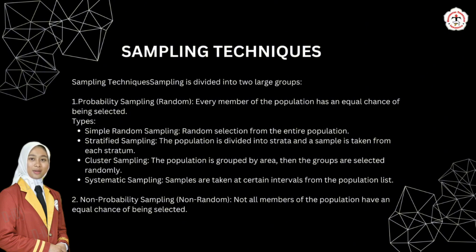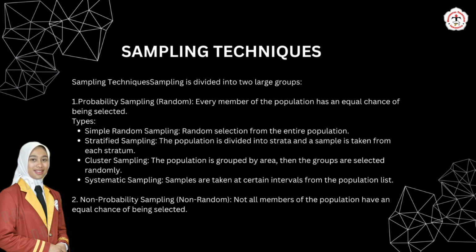Stratified sampling: the population is divided into strata and a sample is taken from each stratum. Cluster sampling: the population is grouped by area, then the groups are selected randomly. Systematic sampling: samples are taken at certain intervals from the population list.